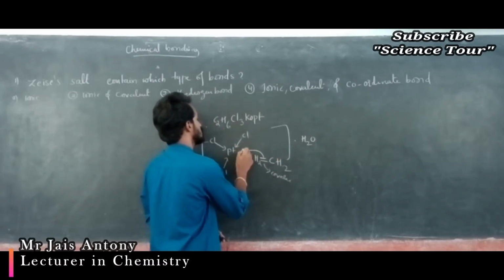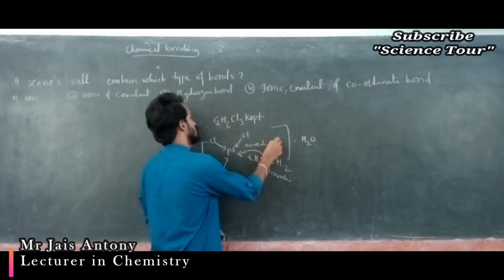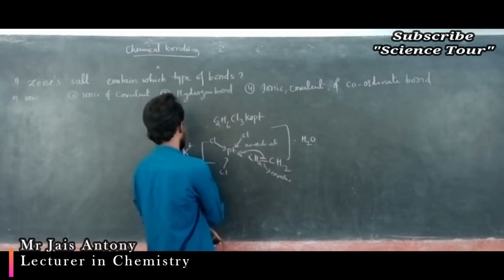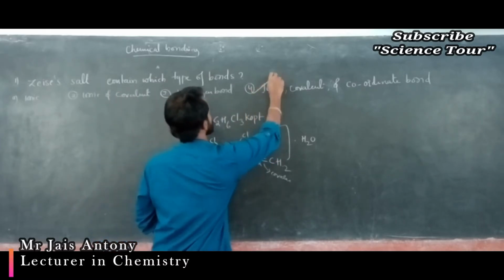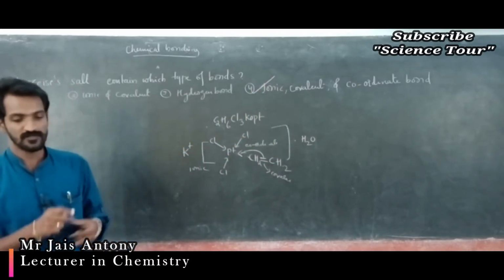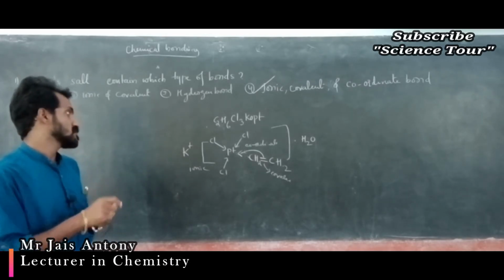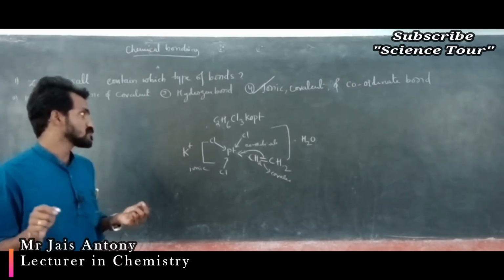This is coordinate, and the remaining one is ionic. All the 3 bonds are present in this one. Option 4. Okay, my dear students, please note down. Zeise's salt. Please go through that.